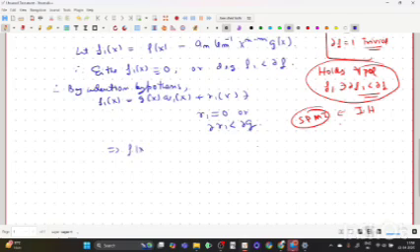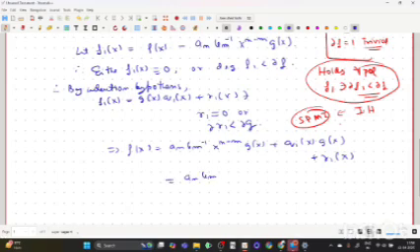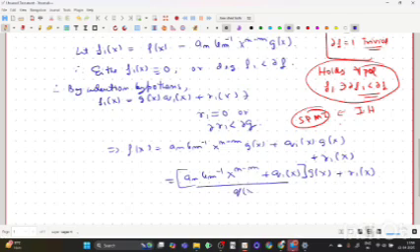Therefore, my f(x) can be written as an bm inverse x to the power n minus m g(x) plus q1(x) into g(x) plus r1(x), right? So this can be written as an bm inverse x to the power n minus m plus q1(x), this whole times g(x), plus r1(x). Clear? So therefore, if I take this to be q(x) and I take this to be r(x), we are done. Got my point? Right?